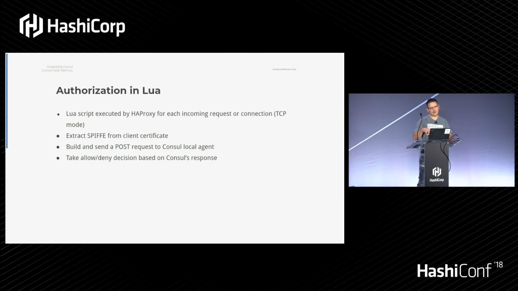And this Lua code will just ask HAProxy, hey, forward me the TLS client certificate. And then from that, it's going to extract the SPIFFE string. Then it's going to connect to the Consul server and get the response corresponding to that SPIFFE string, allowed or denied. If it's allowed, the connection comes in. If it's denied, it's denied. As simple as that.